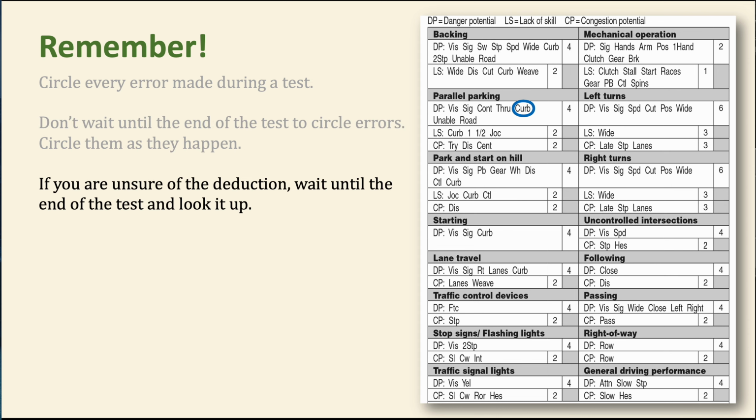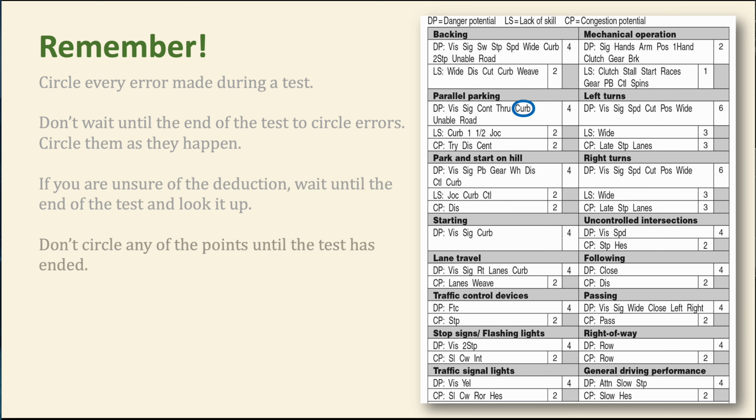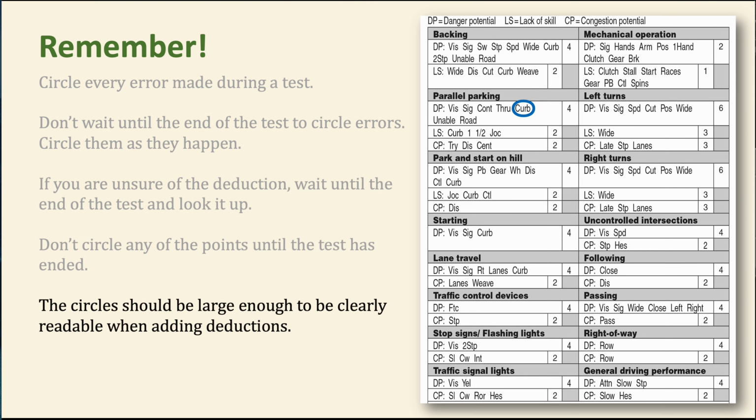If you're not sure of the deduction, make a note on the side of the paper. Keep blank paper with you and take little notes on the side. You can look it up at the end of the test if you're not sure. You've got the job aid sheet, take it with you. Take a peek, see if you can find it if you don't know what it is. Remember, don't circle any of the points until the test has ended.